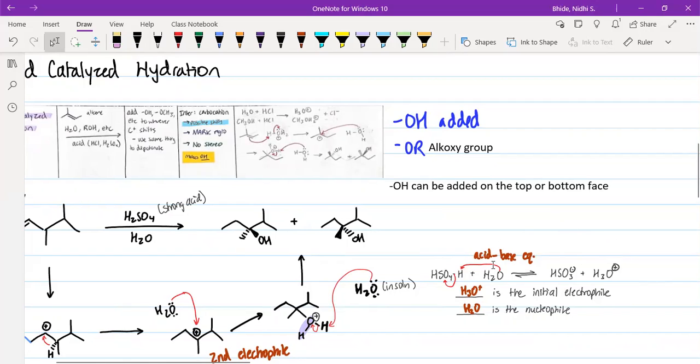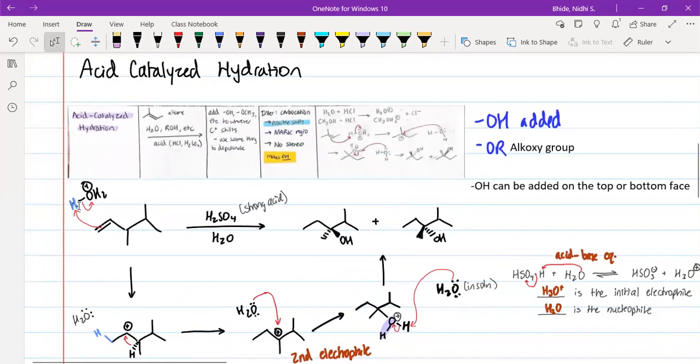And it's just a simple acid-base equation. You have a strong acid, you have water. This water molecule is going to take away a hydrogen. It's going to become a hydronium ion, and then this HSO4 is going to become HSO3 minus. So that's our acid-base reaction. We form the hydronium, and the hydronium is going to act as our initial electrophile, and this pi bond is going to act as our initial nucleophile because it's an electron-rich source.